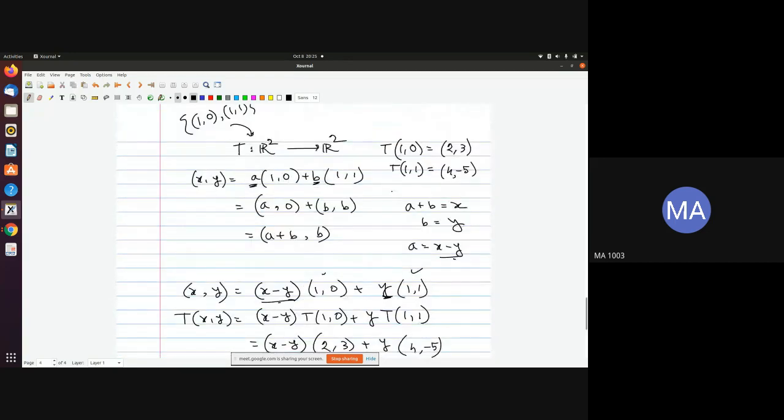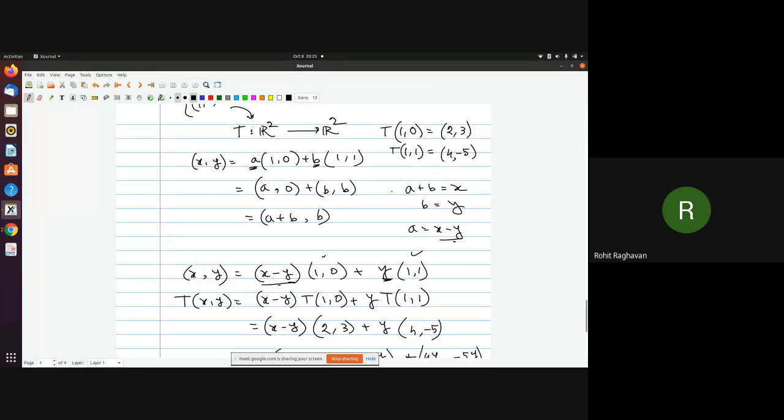Got it? Sir, so the process should be like we have to first compute what is the coefficient in terms of x and y. Right. And then what is the linear combination? That you have to find first. Then put the transformation, means function, and then put the values. Exactly. Okay. Right. Clear?